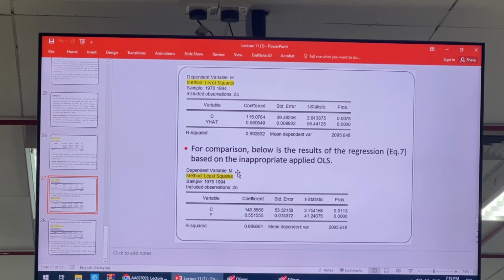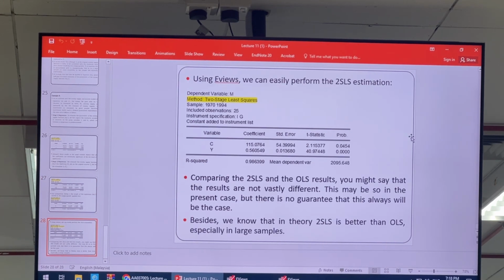So if you simply regress m against y with OLS, you get this one, which is not correct, and this one is correct. So using IV, we get this one. Comparing the two-stage least squares and the OLS result, you might see that the results are not vastly different. This may be so in the present case, but there is no guarantee that this will always be the case. Besides, we know that in theory, two-stage least squares is better than OLS, especially in large samples.